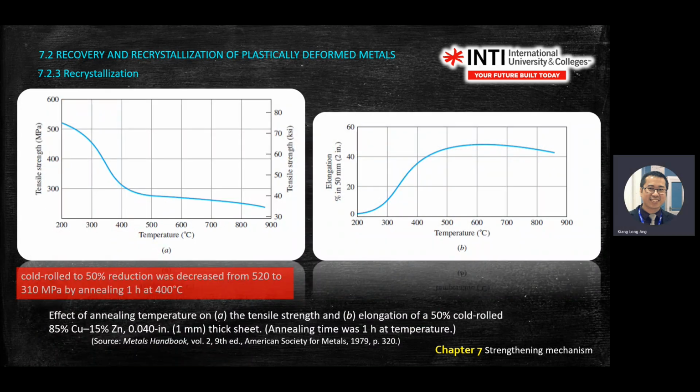Then there are two more graphs here. On the left here, this is copper zinc, 85% copper, 15% zinc. The effect of annealing temperature on the tensile strength on the left. Left is tensile strength, right is the percentage of elongation of 50% cold work. Okay. This is annealing time at 1 hour. At 1 hour, so you can see the temperature. As you increase the temperature, the tensile strength drops.